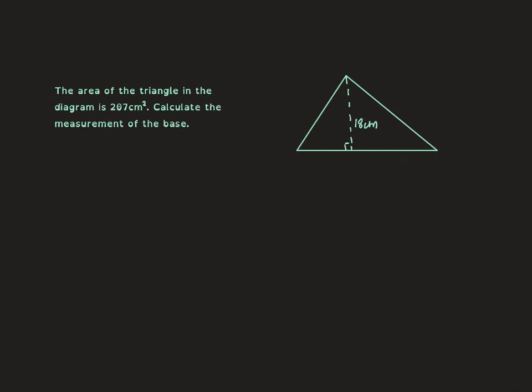The area of the triangle in the diagram is 207 centimeters squared. Calculate the measurement of the base. Write down the measurements that you have. You have the height of the triangle, which is h, is equal to 18 centimeters. You have the area, capital A, is equal to 207 centimeters squared. Next step is to write down the formula that you're going to use, which is area of a triangle is equal to half base times height, half bh.